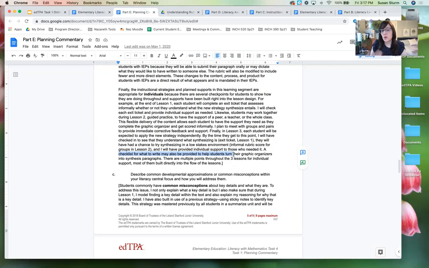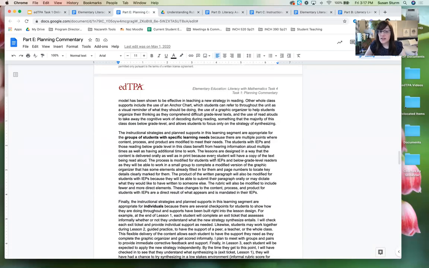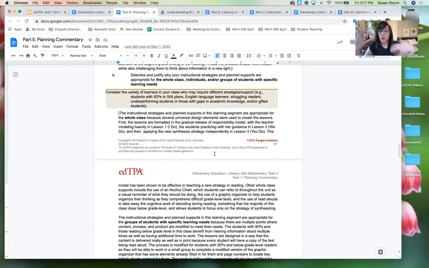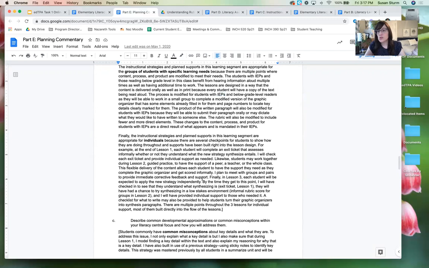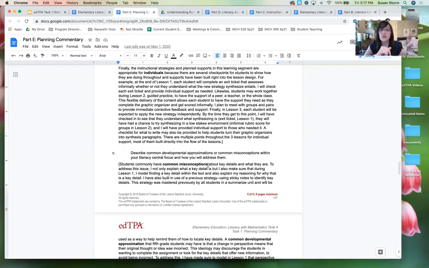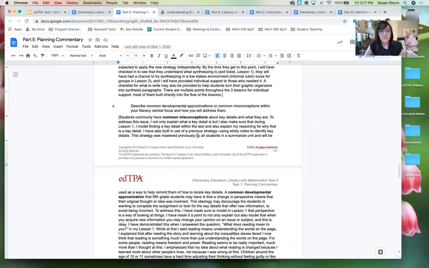We saw that support that was meant to support individual students who need it. There are also multiple points through the 3 lessons for individual support, most of them built directly into the flow. This is an excellent answer. It's structured around the whole class, the specific needs, including those IEPs and 504s, and then individual students who you see need help. It's a strong answer. You should structure yours in the same way.